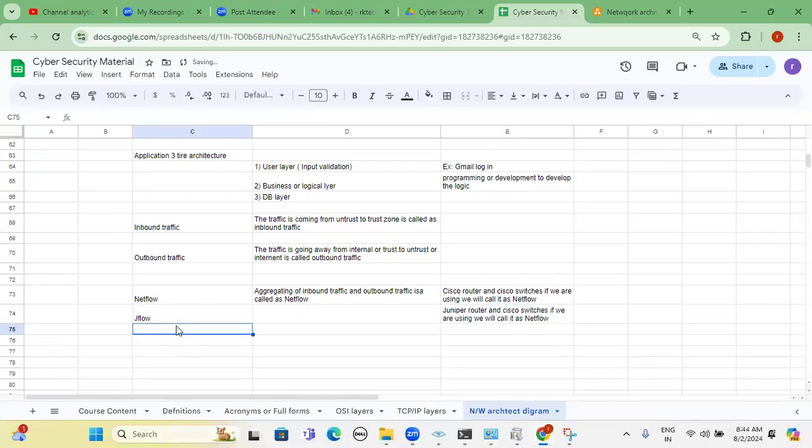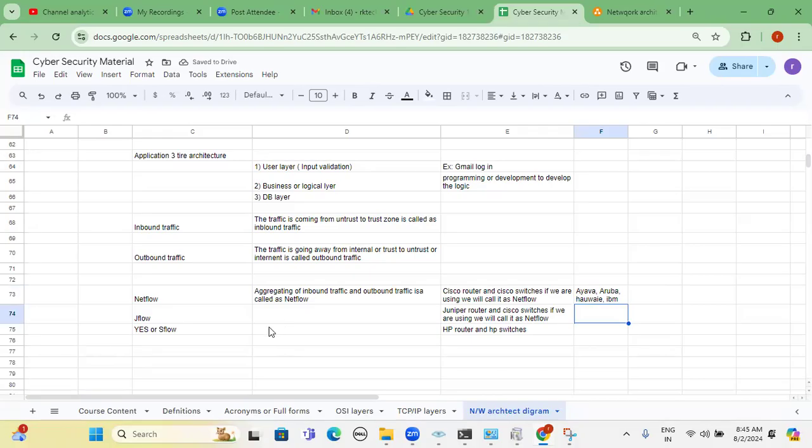Then what is S-Flow data? Otherwise we can say S-Flow data, in case our organization is using HP routers and HP switches. Then we'll call it S-Flow data. What about IBM, Avaya, Huawei, and so on? Same, net flow data only. Avaya, Aruba, Huawei, IBM, all these we can also call net flow data.